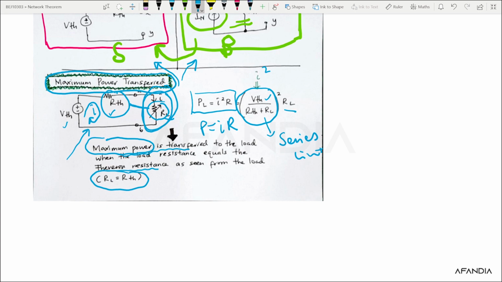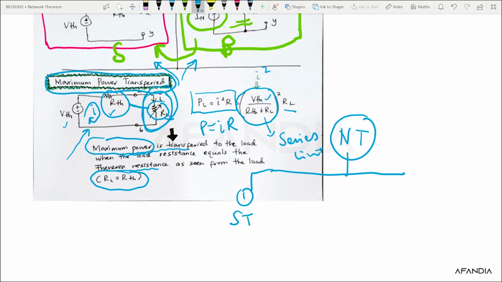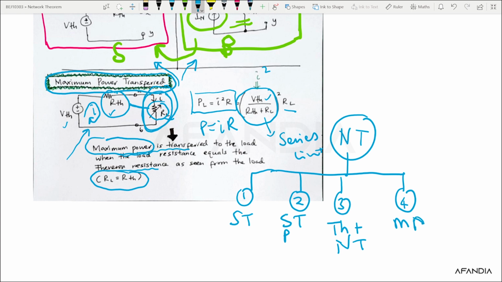So these are the general concepts of network theorems, which we can define into number one, source transformation, number two, superposition theorem, number three, Thevenin plus Norton theorem, and number four, maximum power transfer. Thank you.